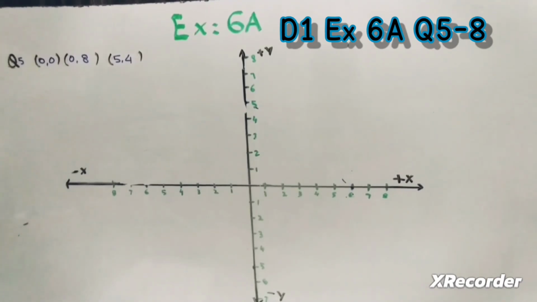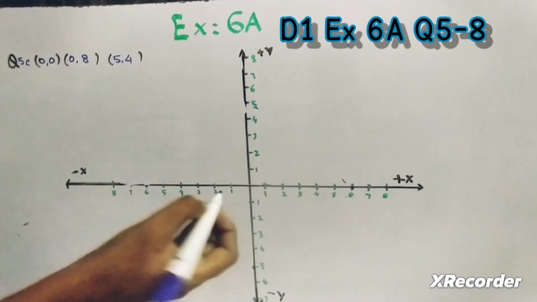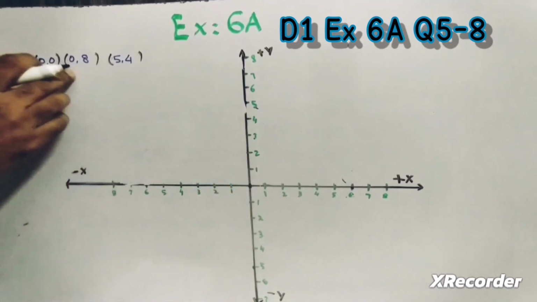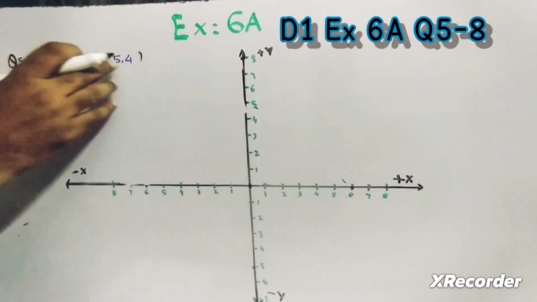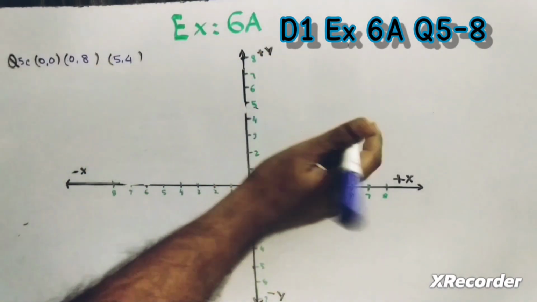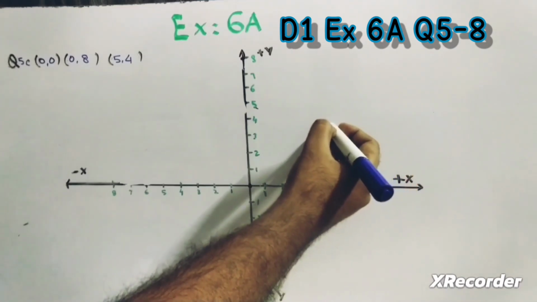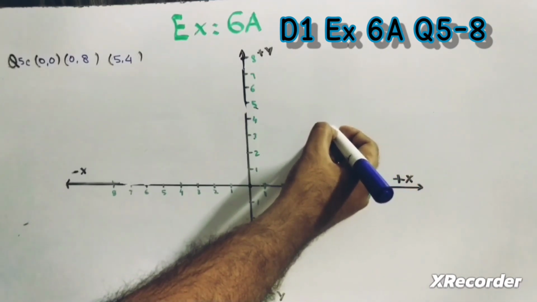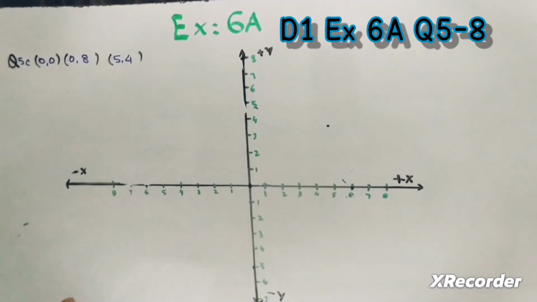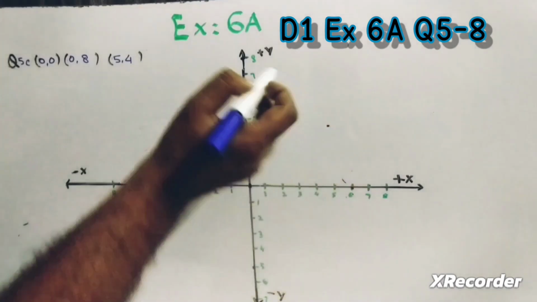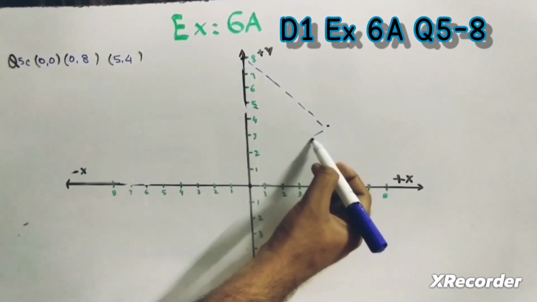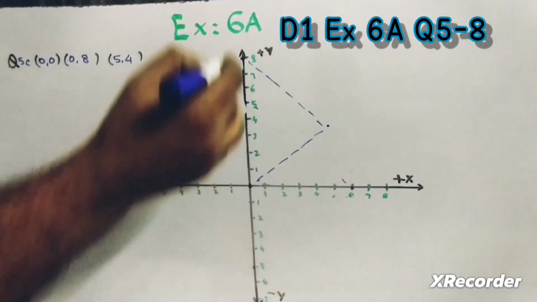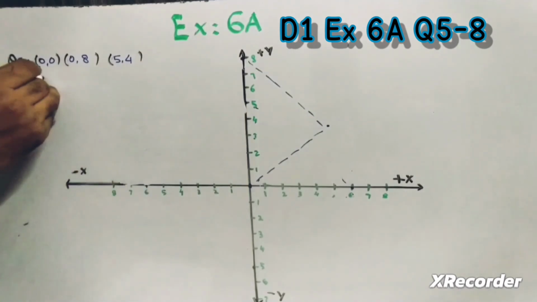Now moving forward to the third part, 5c. Here are 3 given points: (0, 0), that is this point, (0, 8), this point, and the third point is (5, 4). So what shape do we have? And this is our third line. So we found the shape of a triangle.